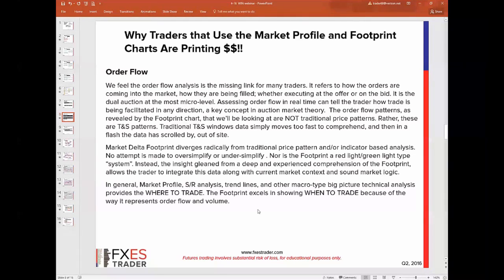As revealed by the footprint, we'll be looking not at traditional price patterns, but rather at time and sales patterns. Traditional T&S window data simply moves too fast to comprehend, and in a flash the data scrolls by and out of sight. The footprint diverges radically from traditional price patterns and indicator-based analysis, and no attempt is made to oversimplify or undersimplify. The footprint is not a red light, green light type of system. Instead, it's the insight gleaned from a deep and experienced comprehension of the footprint that allows the trader to integrate this data along with current market context and sound market logic.